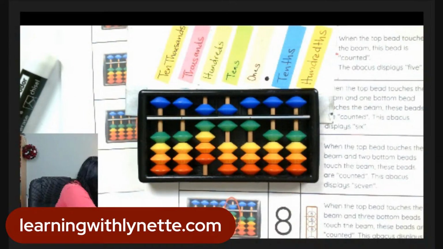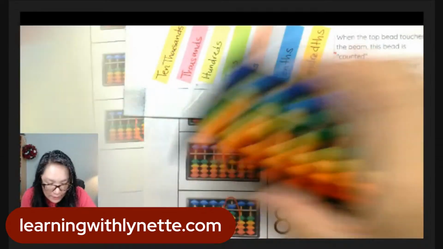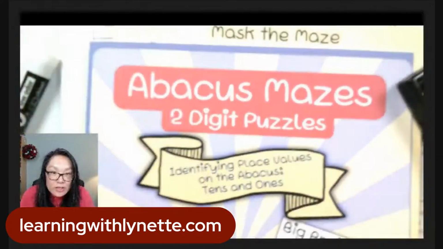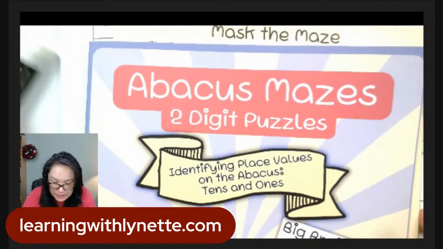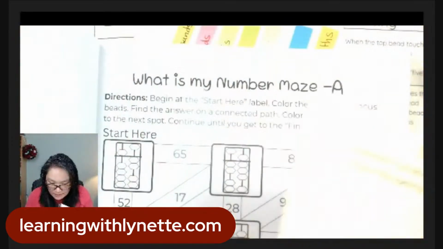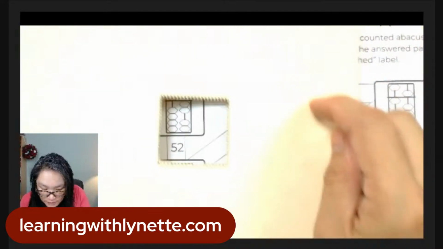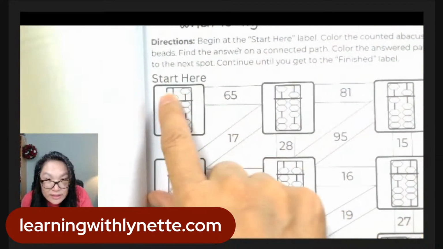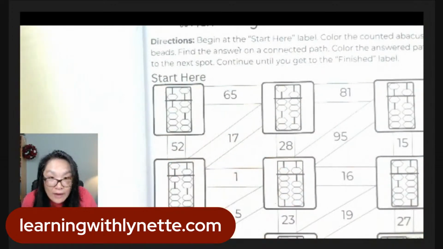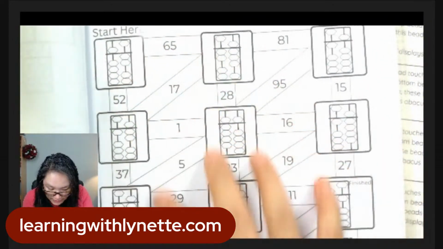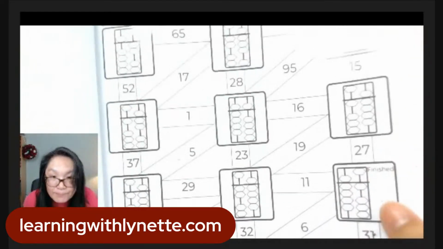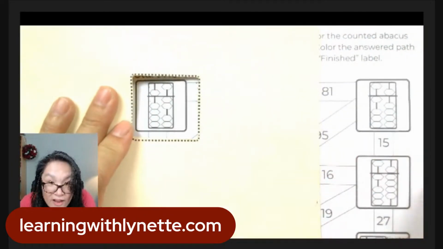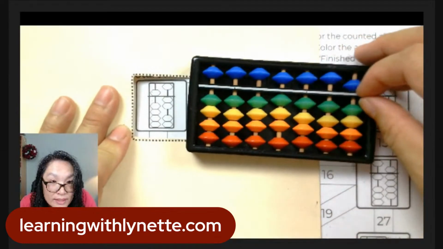This is a little book. Here's my little book. I'm very happy you guys are catching on. There is this book that I created, and this is all about how to read the abacus in a maze form. So the first thing we're going to do is start here, and after we start, we're going to go all the way here, and try to figure out how to get to the path that says finish. So if I do this, what number do you think that is?